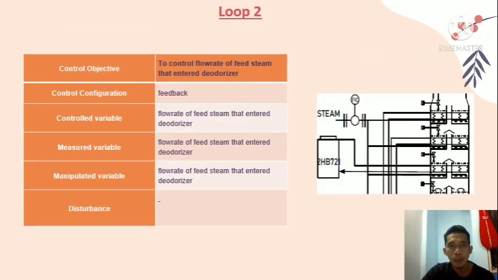This is loop 2. The control objective of this loop is to control the flow rate of feed steam that enters the deodorizer. The control configuration is feedback, and the control and measured variable is the flow rate of feed steam that enters the deodorizer, this stream. What we manipulate is also the flow rate of feed steam that enters the deodorizer, and there is no disturbance in this loop.